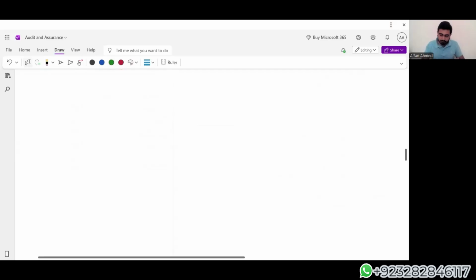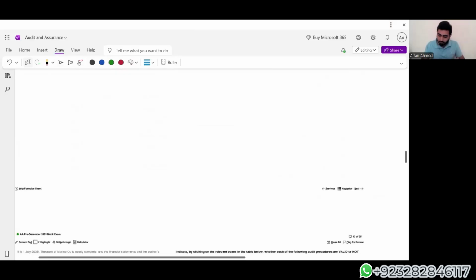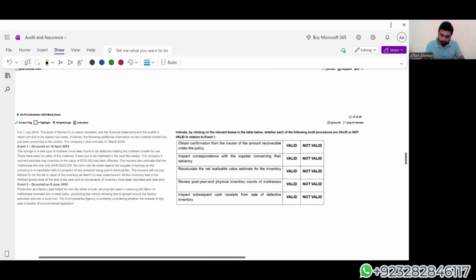Okay, now moving forward to question number 3. The last one is going pretty smoothly and pretty fast. Now they are asking us to indicate by clicking on the relevant boxes whether each of the following audit procedures is valid or not in relation to event number 1.